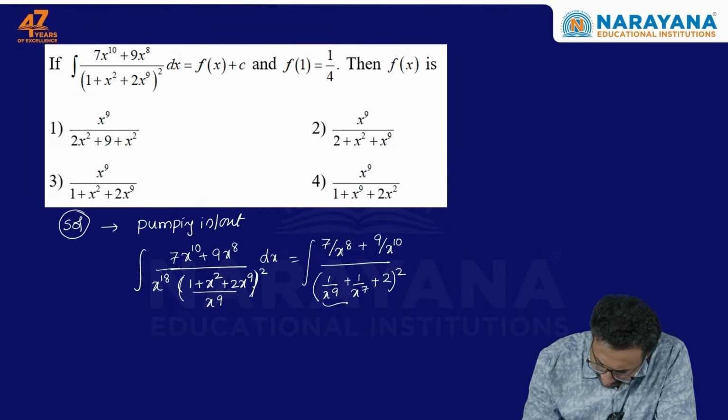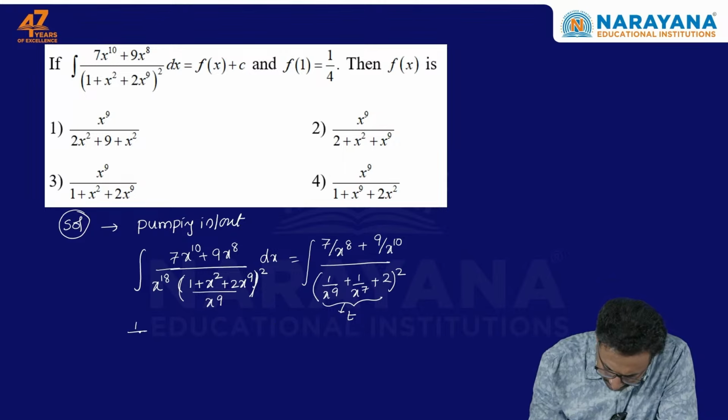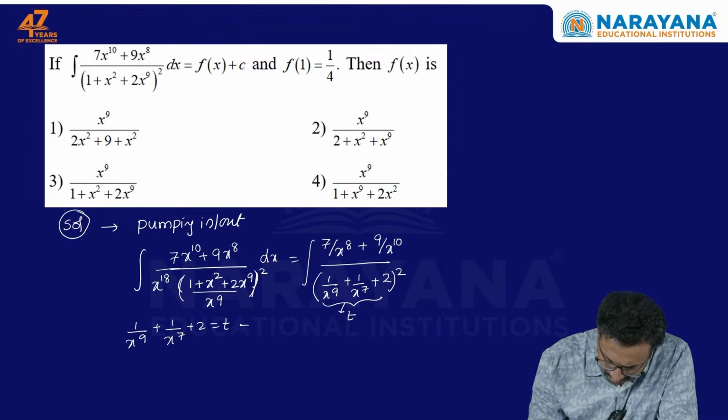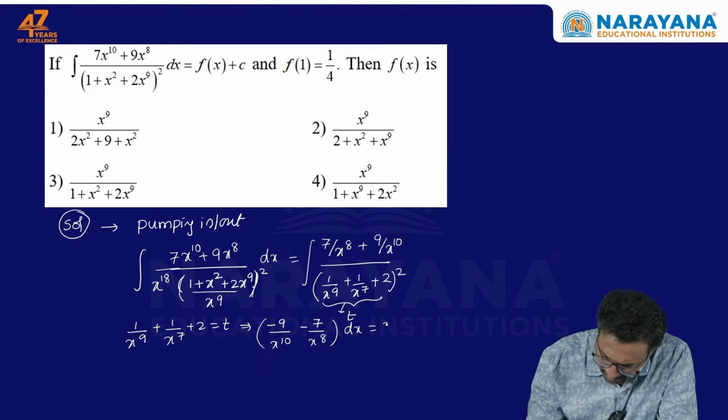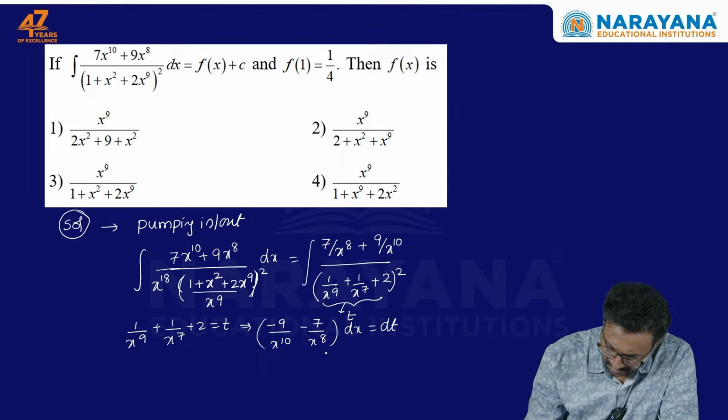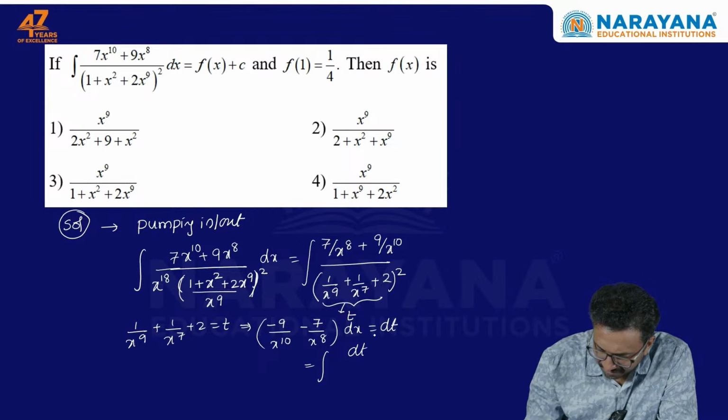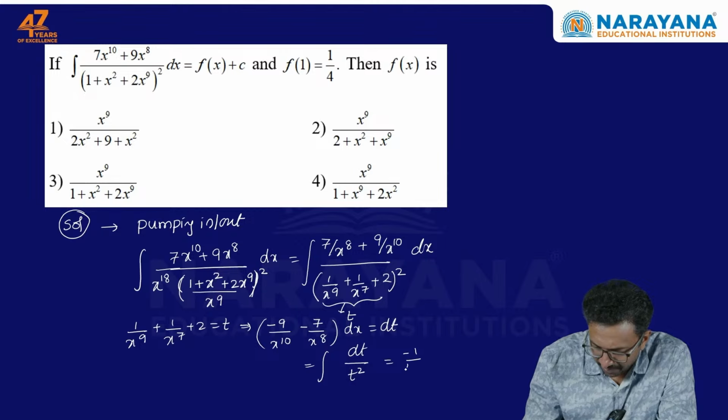So if you carefully observe the denominator, if you take this as t, so what is the differentiation of this? 1 by x power 9 plus 1 by x power 7 plus 2 is equal to t. So do the differentiation, minus 9 by x power 10 minus 7 by x power 8 dx will be equal to dt. So this integral is going to become integration of dt by t square. So minus 1 by t plus c.